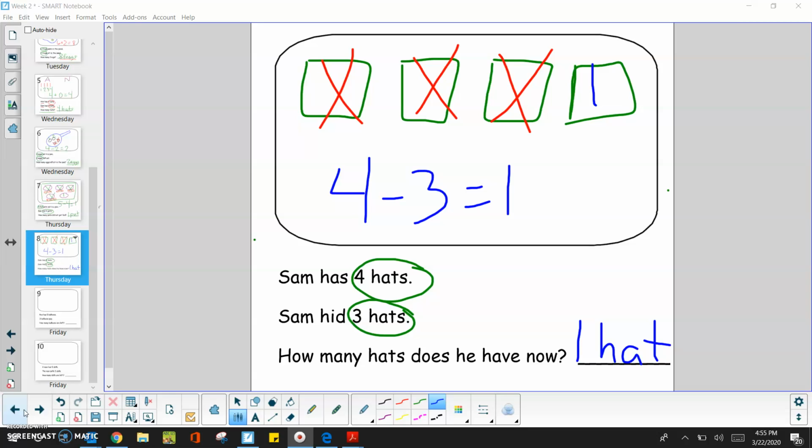We have two more problems to finish up today. One we're going to do together, and then one for you guys to do on your own. So let's look real quick at yesterday's problem that was our independent practice.